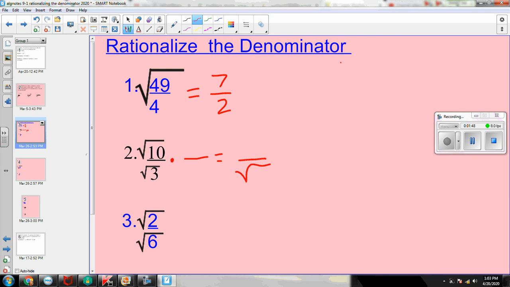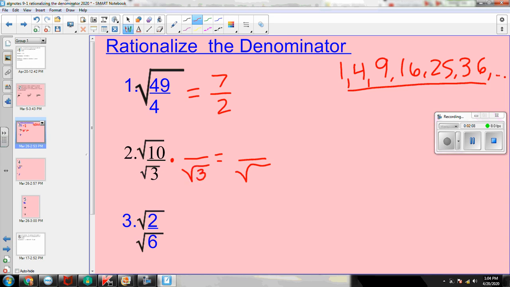So I want to think about my perfect square numbers, 1, 4, 9, 16, 25, 36, and so on. I'm trying to multiply 3 by some number so I get one of these perfect square numbers. Well, I notice 3 goes into 9. I could take the square root of 3 times the square root of 3, and I would get the square root of 9. 9 is a perfect square number because the square root of 9 is 3. Now I no longer have a radical in the denominator.